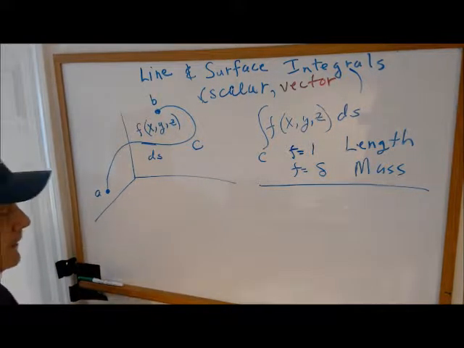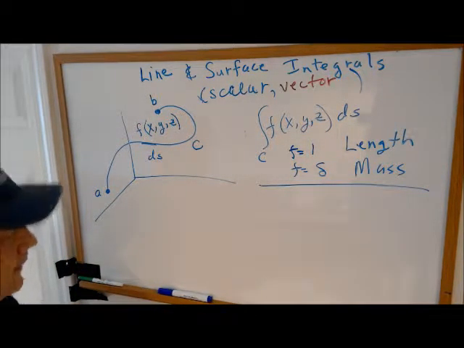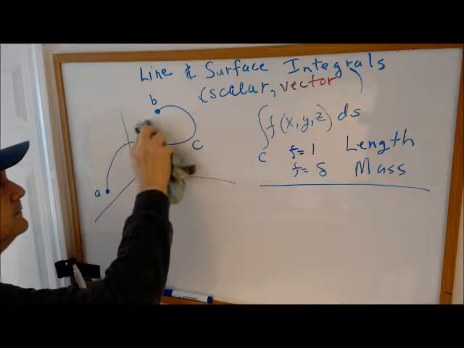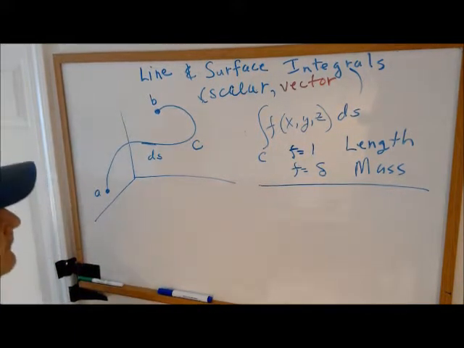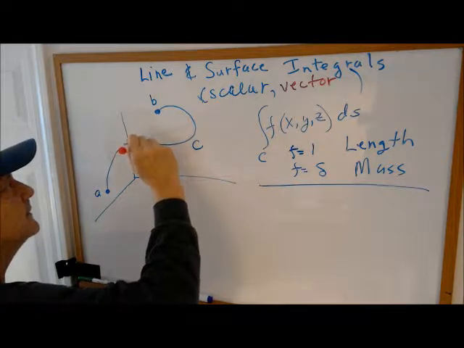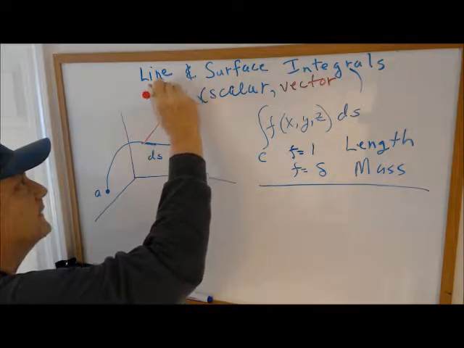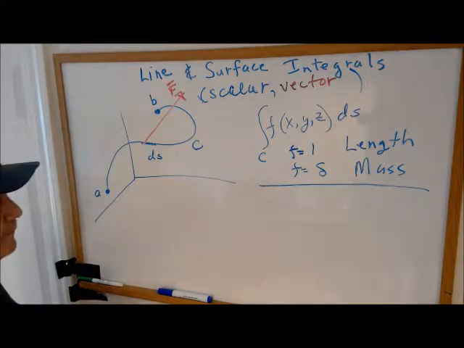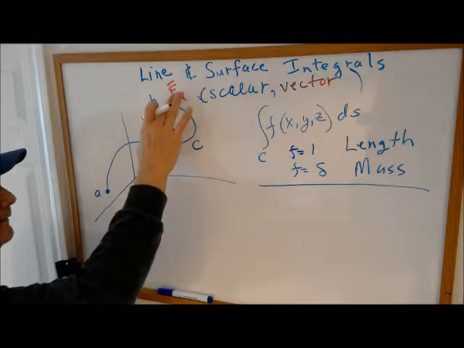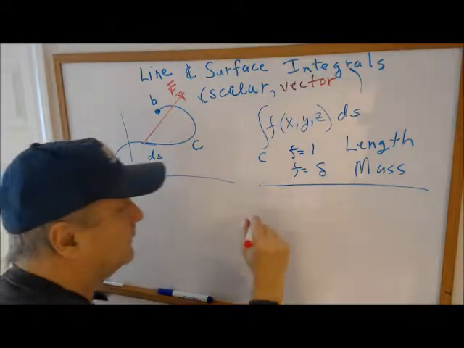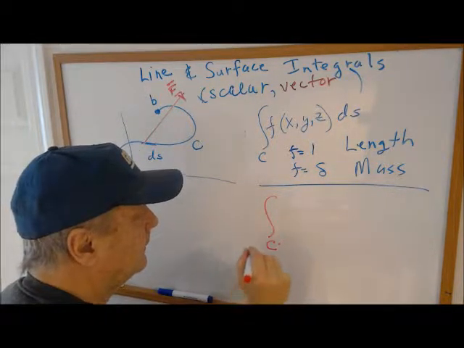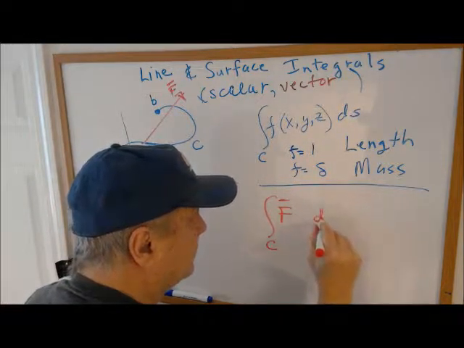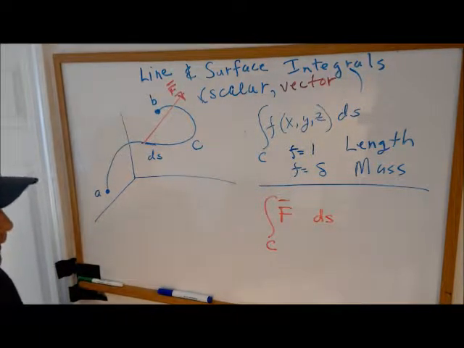Now let's talk about a vector line integral. So what we need is to replace this scalar function with a vector function. And let's say the vector function looks like that. So it's a vector field, like electric or magnetic or gravitational. And we're going to multiply the vector field times ds. So we're going to integrate over the same curve, and it's going to be f, vector field, times ds, d little s, differential of arc length.